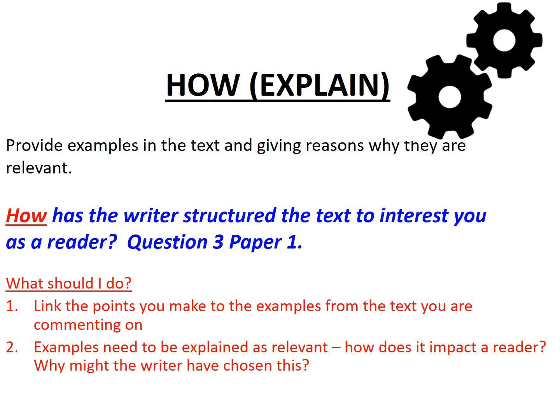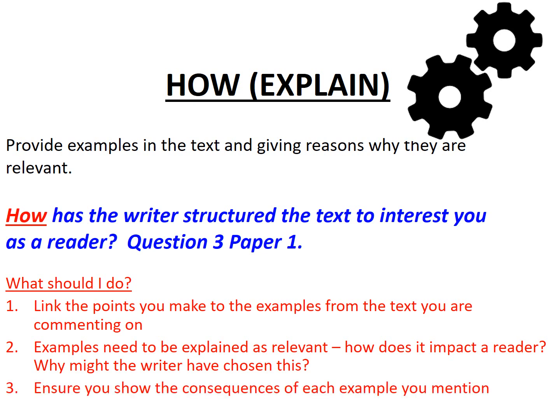You need to question why a writer might have chosen to include this feature. Ultimately, you need to show the consequences of how the point you're making is backed up by an example in the text and provide reasons why it is important to your argument. So how is more detailed. It's the mechanics of how the writing has been crafted. It's not just saying, oh look, there's some alliteration there. You have to be able to give your reasons to nail it.